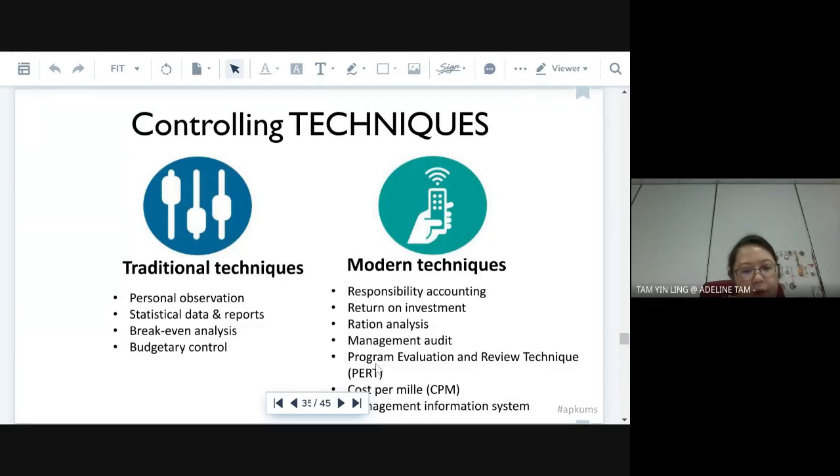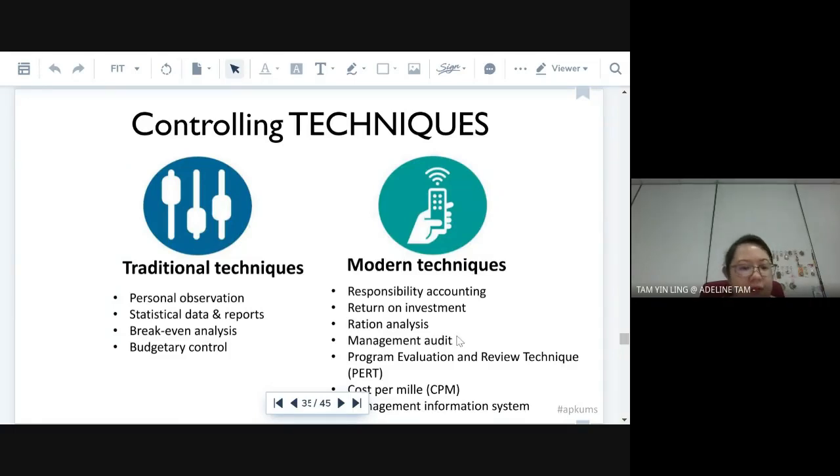Next, program evaluation and review techniques. This is one of the methods to review the products or the program or the system. Or cost per mile, where we check how much cost we have to use, and management information system. In other words, we use the data we have, the big data we have, to analyze the achievement of the company. So these are more modern. When we say more modern, it doesn't mean that it only happened this year or last year, but we might already be using it, like ratio analysis. We have used it for quite some time already. Same thing with audit.